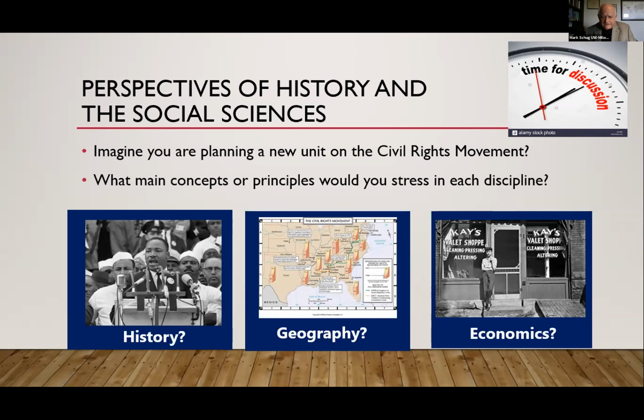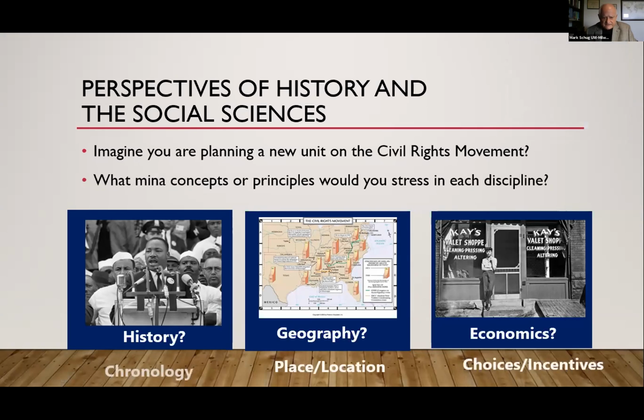But what you're naming are events, and that's all great stuff. But are there any concepts or principles out there that you would stress? Well, if you were looking at this from a historical perspective, you'd be talking about chronology, right? All those things that you were listing would essentially be in chronology. And when you're talking about geography, as the map implies, you're talking about place and location, right? Those are things we often see in state standards. When you're talking about economics, we'd be talking about choices and incentives.